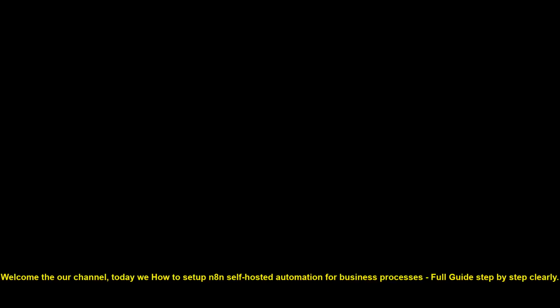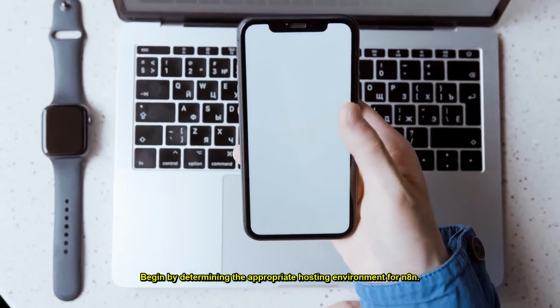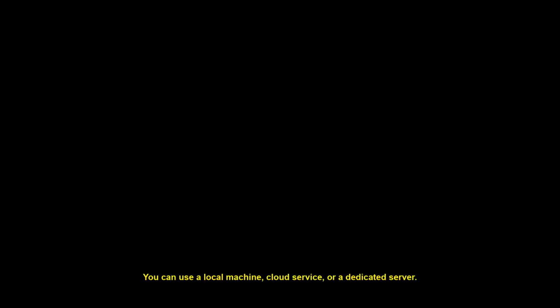Today we'll show how to set up an n8n self-hosted automation for business processes, a full guide step by step. Begin by determining the appropriate hosting environment for n8n. You can use a local machine, cloud service, or a dedicated server. Ensure that your environment meets the minimum system requirements.